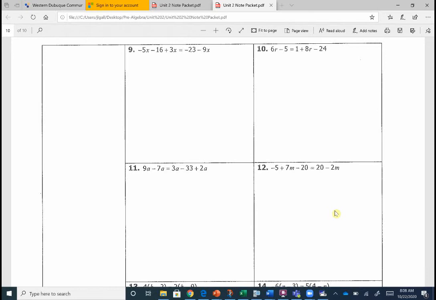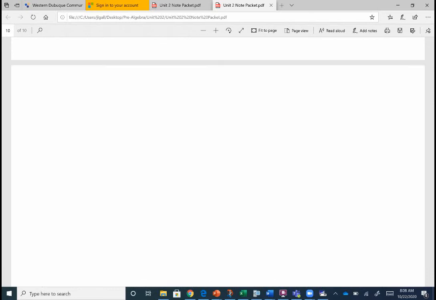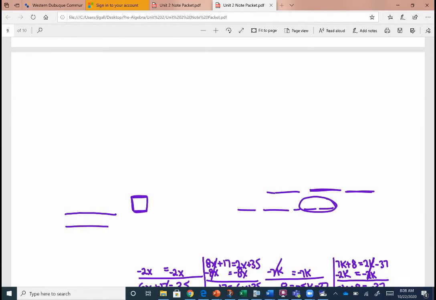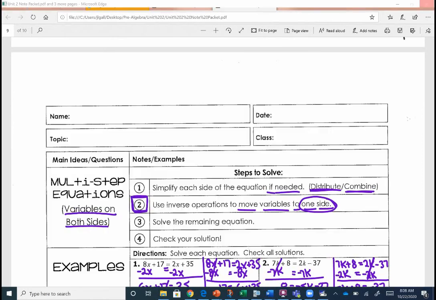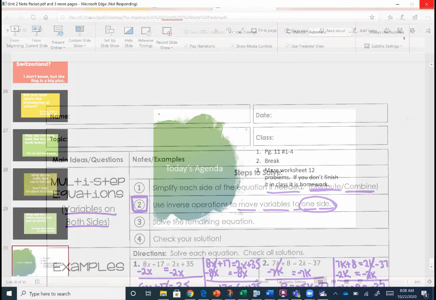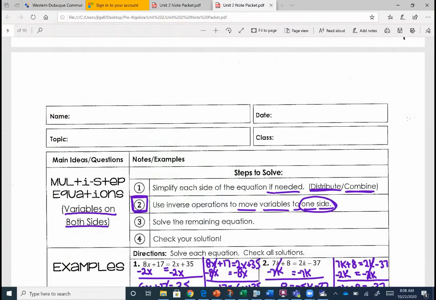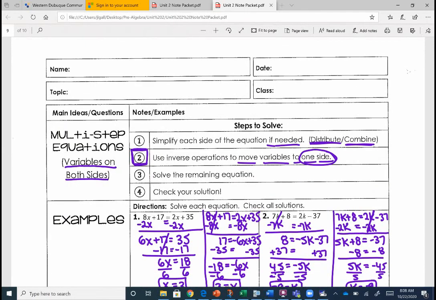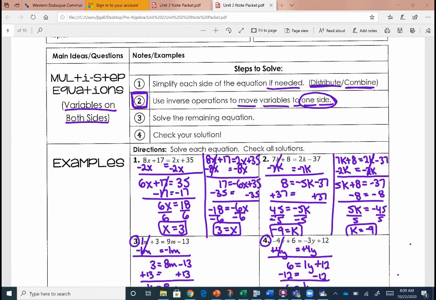Our step number 1 says, simplify each side of the equation if needed. That includes distributing. That also includes combining like terms. We didn't have to do that yesterday, but now today we do need to worry about step 1.